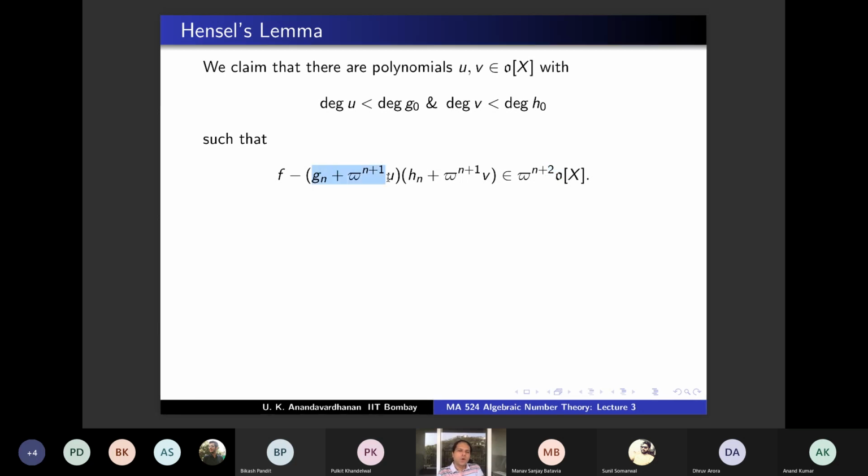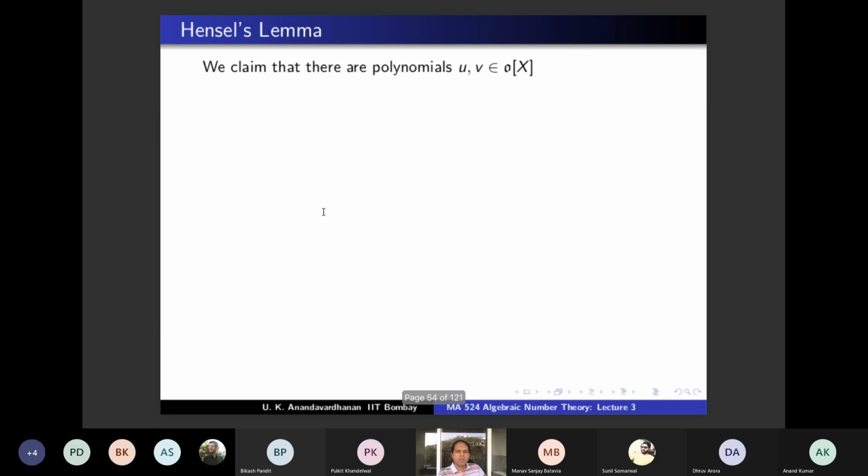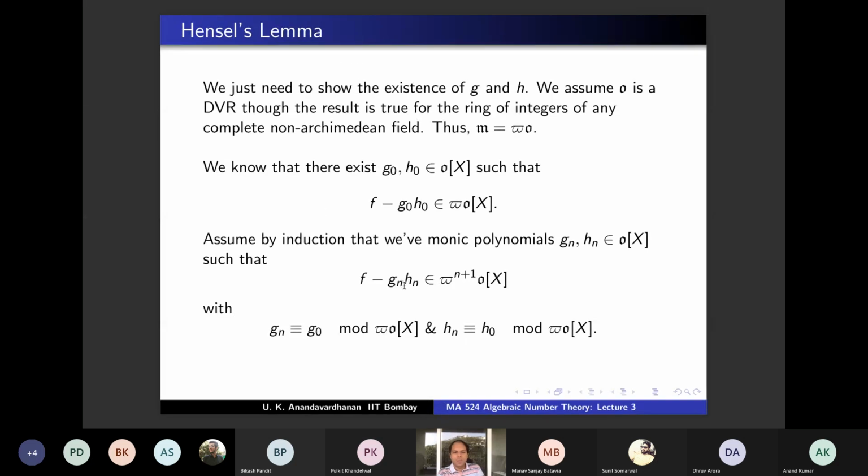So what will be Gn modulo m? Let's analyze that, because our induction hypothesis is you have Gn and Hn both monic such that f minus Gn Hn is in pi power n plus 1, and Gn after reduction mod pi is G naught, Hn is H naught. What we have to show is there are two polynomials such that f minus the product of those two polynomials is in pi power n plus 2, with the extra condition that the first polynomial is G naught and the second is H naught when you reduce modulo pi, modulo m.